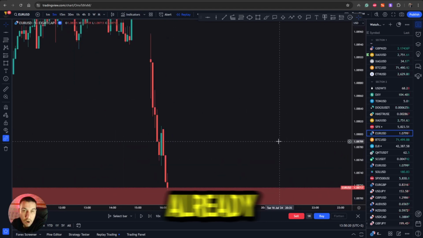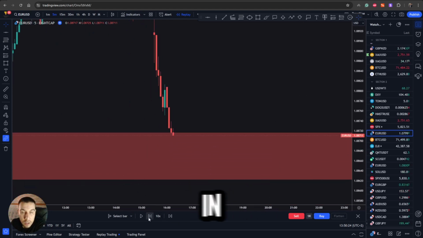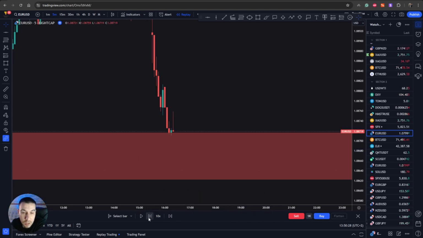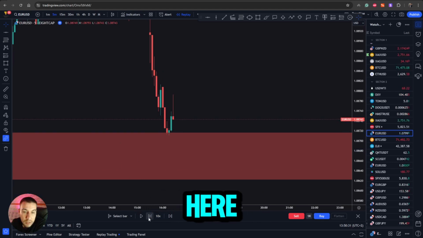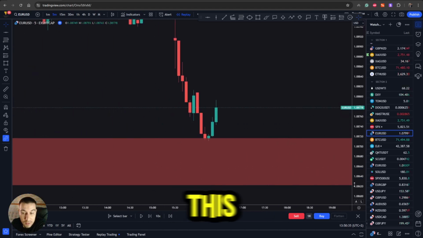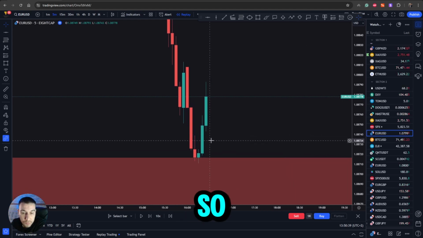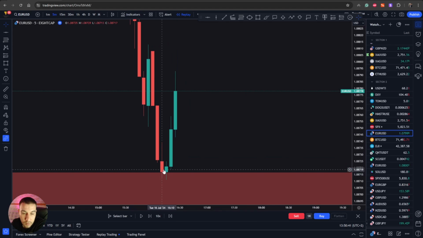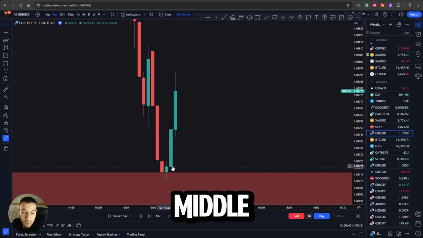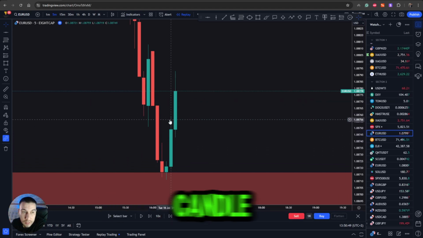But we've basically already tested this demand zone. And since we are in an uptrend, I'm expecting that the market will actually continue higher. So the next thing we see right here is a combination of 3 candles. And this is where our fair value gap lays. So we've got the first candle, this one right here. We've got the second candle, which is basically the middle candle in the fair value gap combination. And then we've got the third candle.